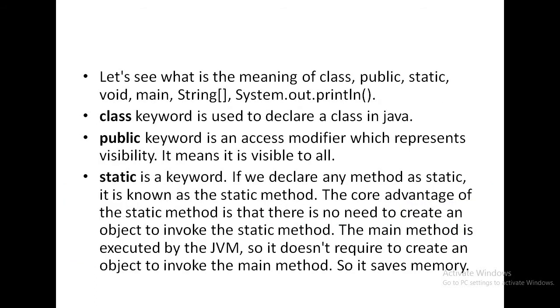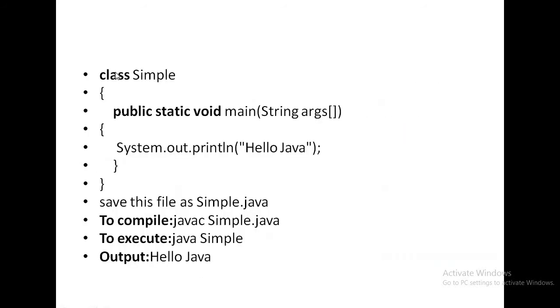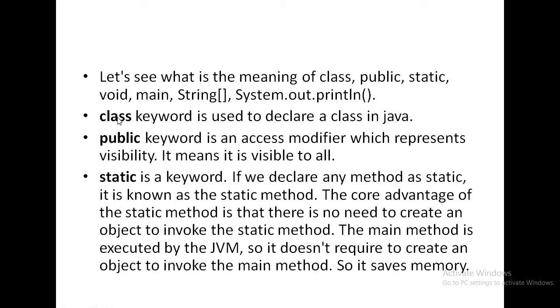Then let us see what is the meaning of each line. What is class, what is public, what is static, what is void, what is main. So let us start. What is class? Class is nothing but a keyword. It is a keyword present in Java, and it is generally used to declare a class. So class is a keyword used to declare a class in Java.